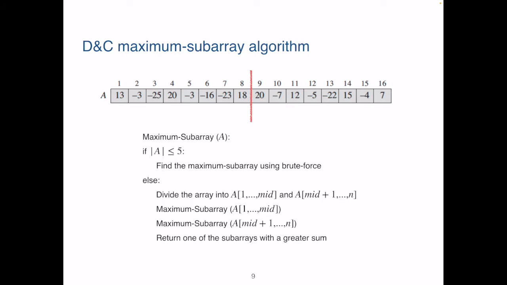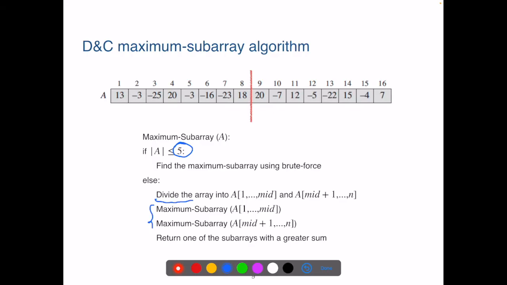This is the pseudocode for the divide and conquer algorithm. It needs a base case first. Since it's recursive, we can use any small value here, let's say 5. So if the input array has 5 or fewer elements, we solve it directly using the brute force algorithm. Else, we follow the 3 steps of divide, conquer, and combine. We split the array A into two halves and recursively call the algorithm to solve them.